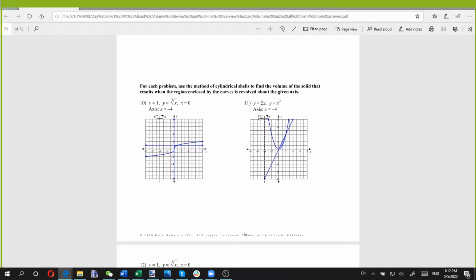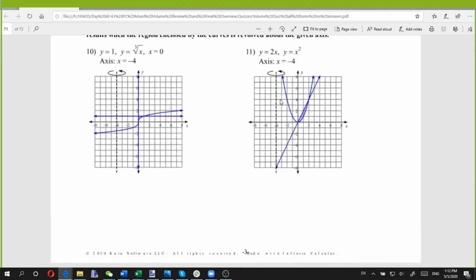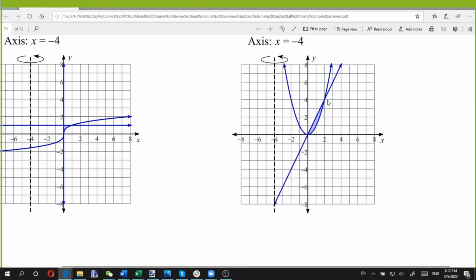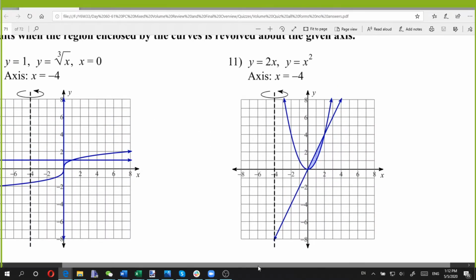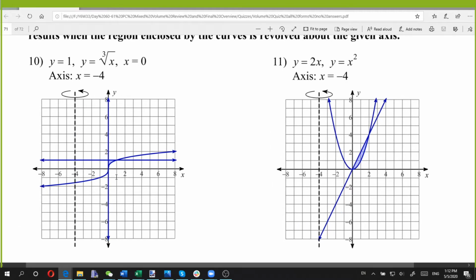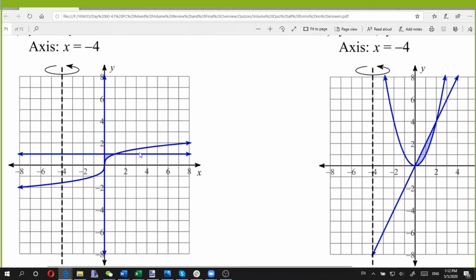Okay, so for today, I'm going to go over one more shell method problem. And once we finish our additional shell method problem, I'll release you guys so you can go ahead and work on your quizzes.